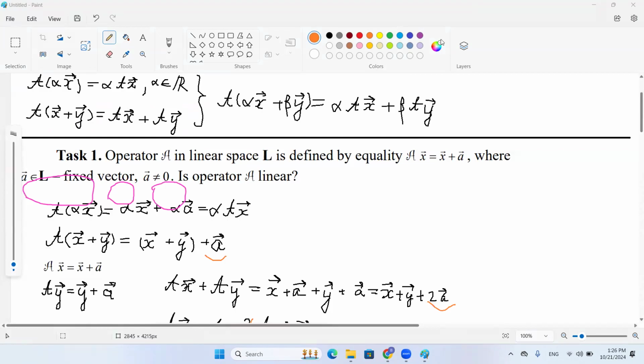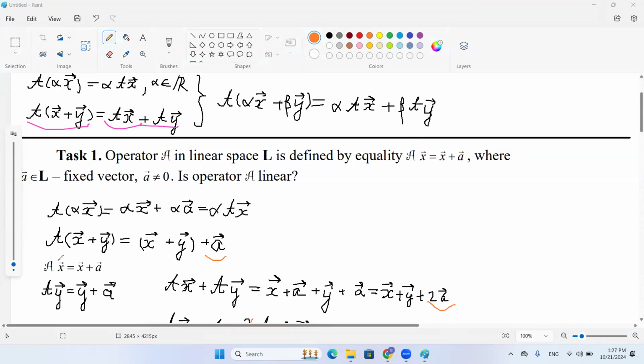Okay, my annotations went away. So these expressions must be equal. And what we see here, if we apply it to the sum of x and y, we see the following result. So we just add a to this sum.